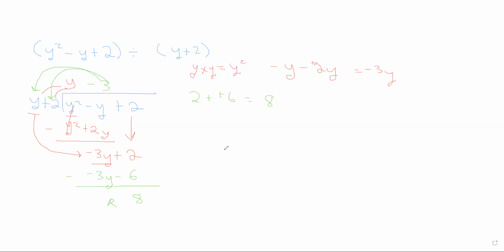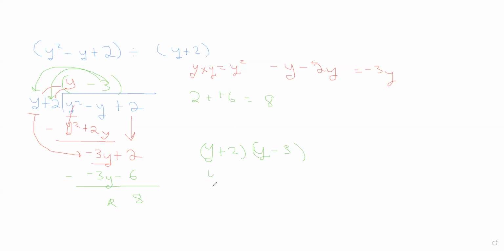So let's see if this checks out, if this is correct. Our factor here is y minus 3. So let's check it out. y plus 2 times y minus 3. All right, so let's see if it works out.